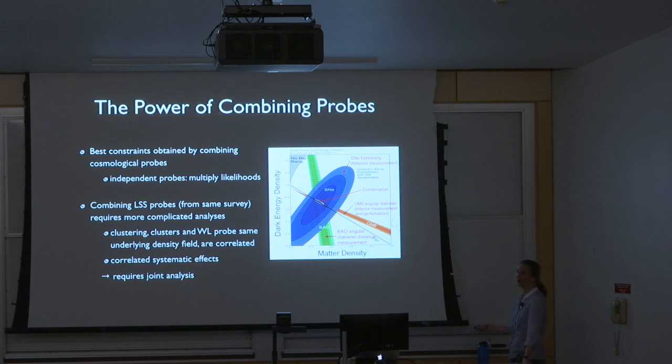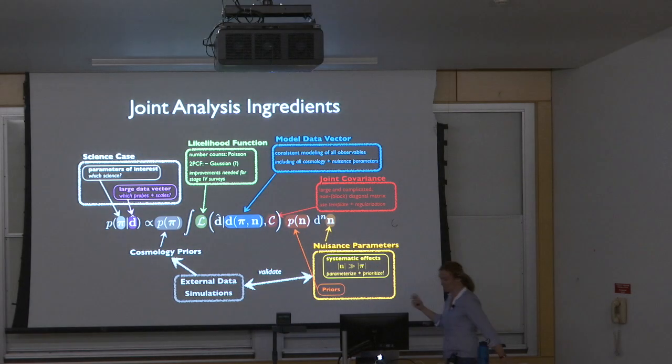But when we now talk about combining different measurements of the large-scale structure, in addition from the same survey, things become more complicated. Namely, we use galaxy clustering, the two-point correlation function, galaxy clusters, the big peaks, and weak lensing to measure the same underlying density field. So these measurements are inherently correlated. And then they come from the same survey and are affected by the same astrophysics. So there will also be correlated systematic effects. So instead of simply combining posteriors here, we actually have to go to a full joint analysis.